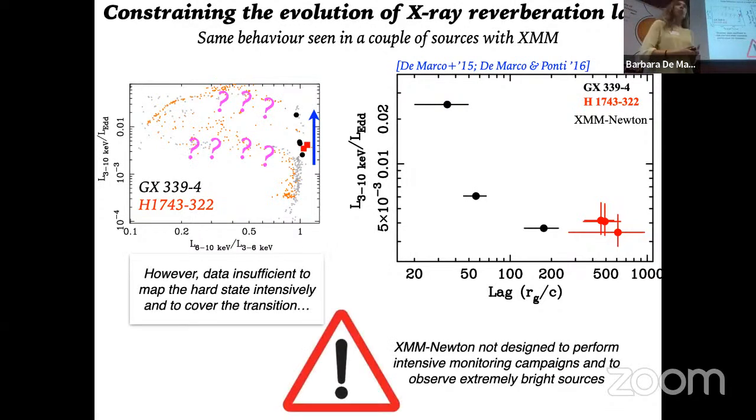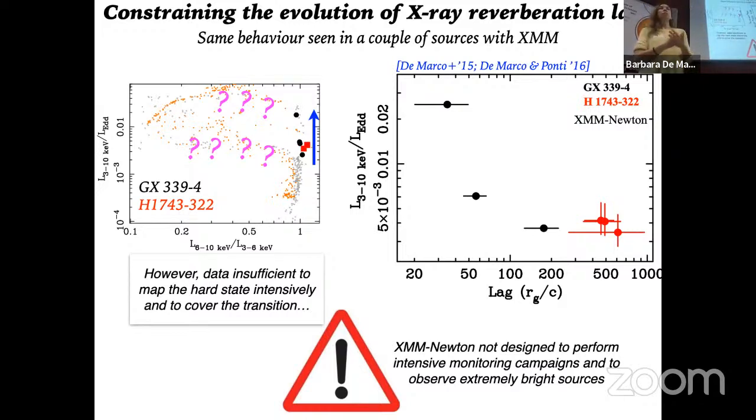It's not enough because we want to know what happens in the other states, if this reverberation lag can be used to trace the evolution of geometry throughout the whole outburst. And so the data were insufficient. They couldn't cover other phases of the outburst, especially the transition, which is a very fast phase of the outburst. So it happens very quickly.